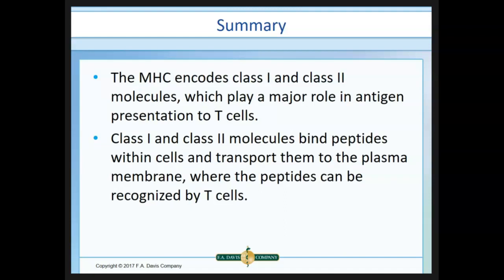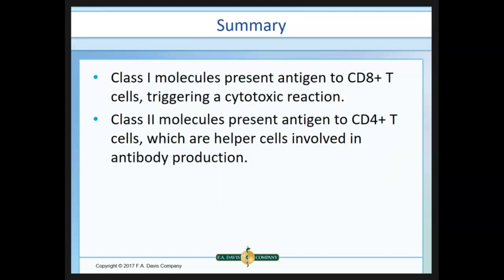MHC encodes class 1 and 2 molecules, which play a major role in antigen presentation to the T cell. Class 1 and 2 also bind peptides within cells and transport them to the plasma membrane, where they can be seen and recognized by the T cells on the outside of the cell. And class 1 molecules present antigens to CD8 T cells, triggering a cytotoxic reaction, while class 2 molecules present antigen to CD4 T helper cells, which are involved with antibody production. And that concludes the lecture on the nature of the immunogen and the MHC complex.